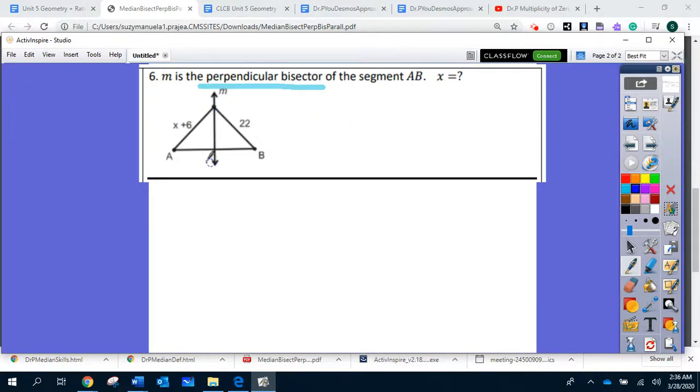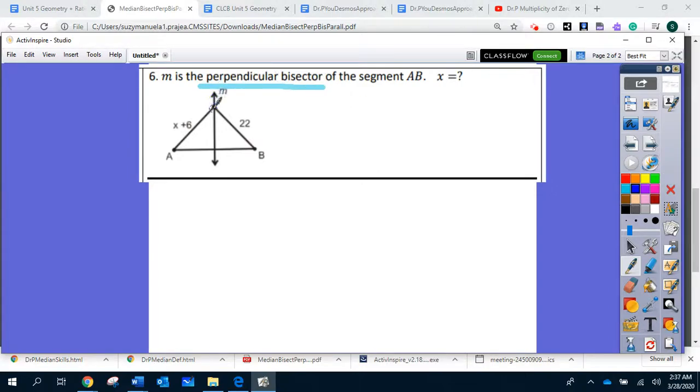So this is the line M. This is the segment AB. Of course, when you see such a problem, you don't remember what it's all about and how you can ever solve this problem. But let's think logically.